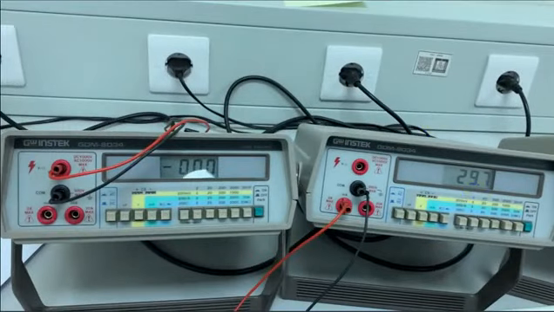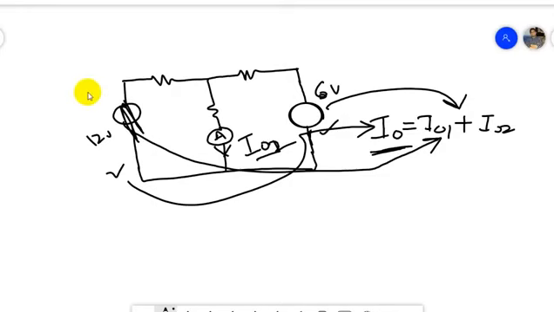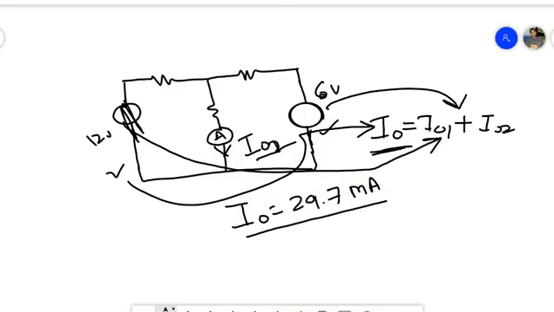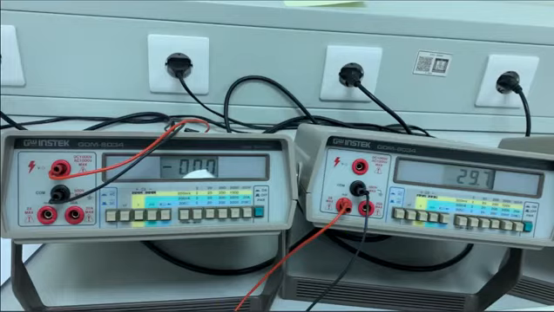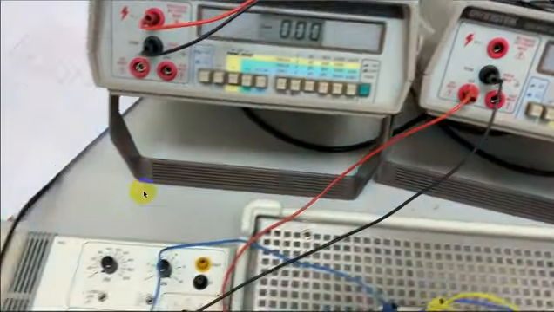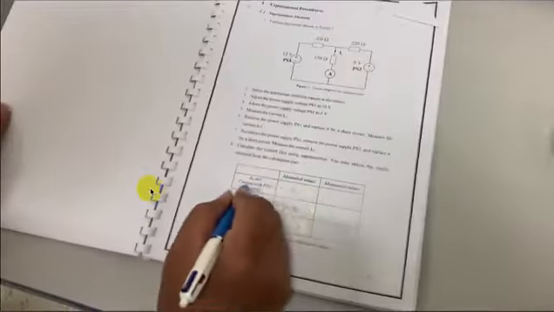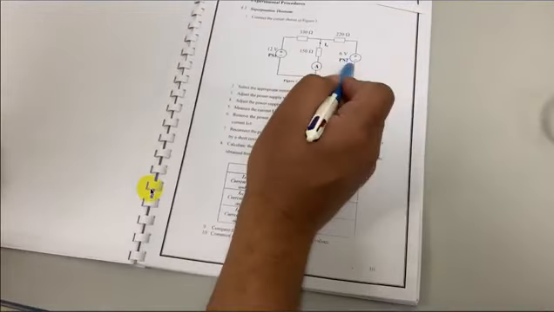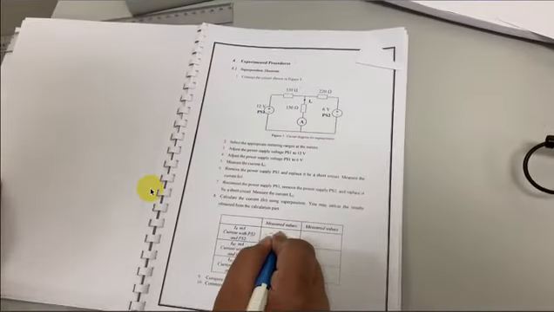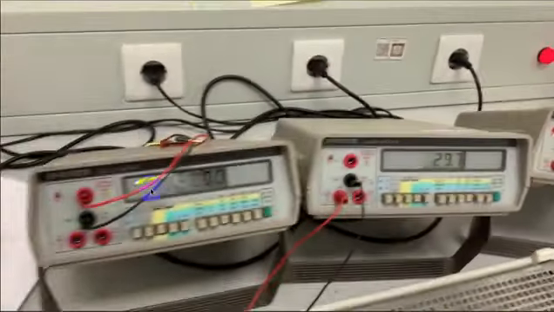29.7 is the total current. So here the total current we are getting is I naught. You can write I naught is equal to 29.7 milliampere. This is I naught, with PS1 and PS2. So it is 29.7 milliampere.